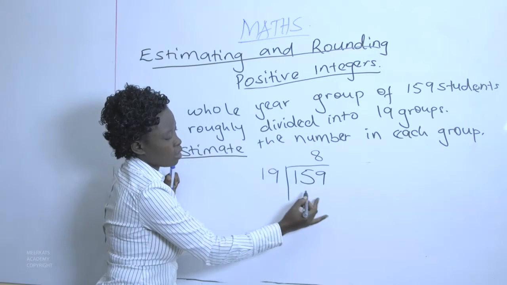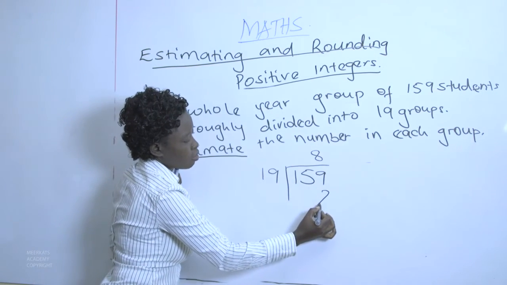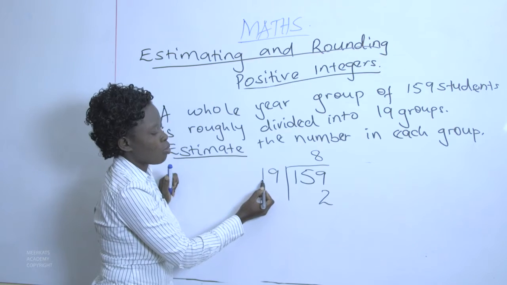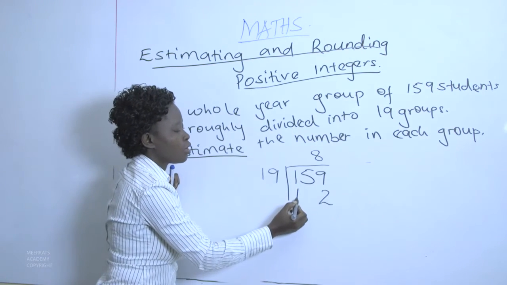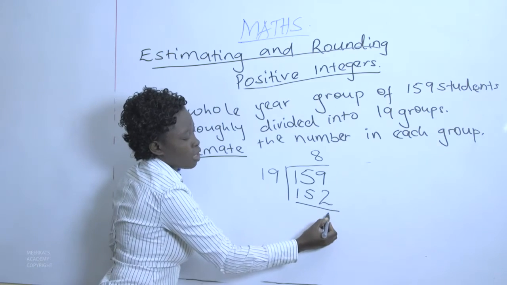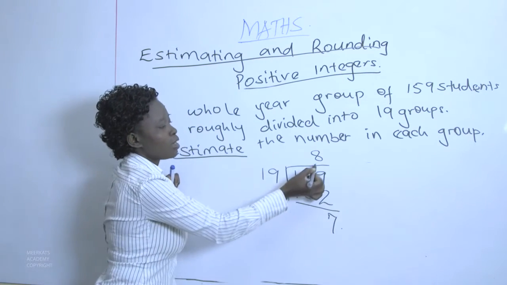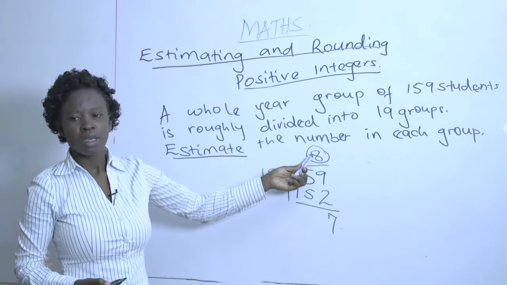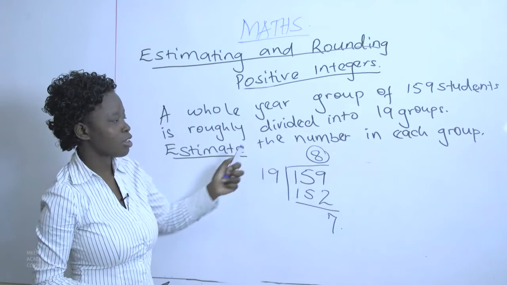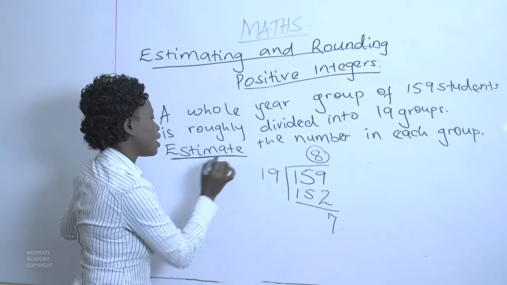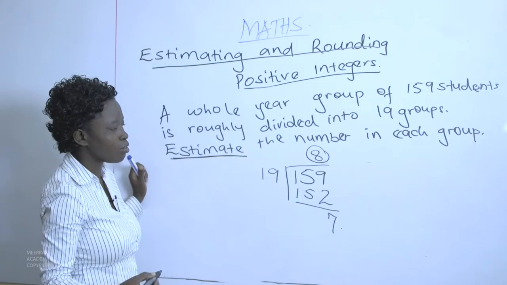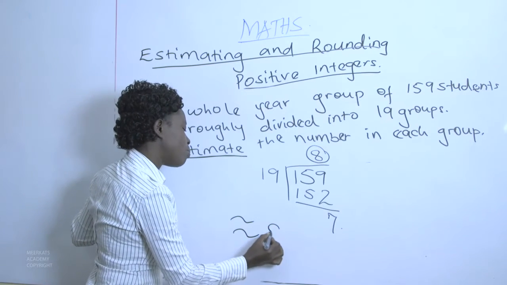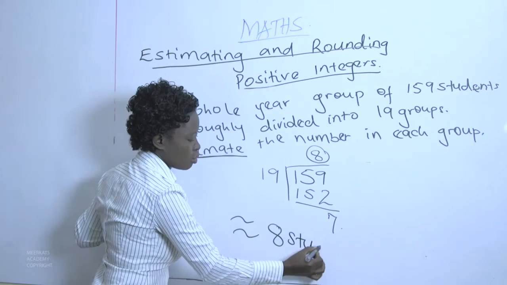Because of 8 times 19, that is 8 times 9 is 72. Right, 2 carry 7. Then 8 times 1, that is 8, plus 7, we get 15. Then when we subtract, we have 7. So we discover that groups will be having at least 8 students in each. So an estimate number, we said that estimation is simply giving a rounded figure. So it means that each group will have approximately 8 students.